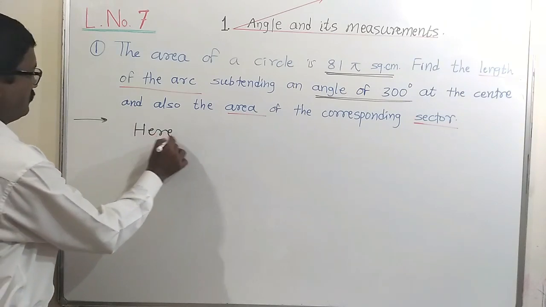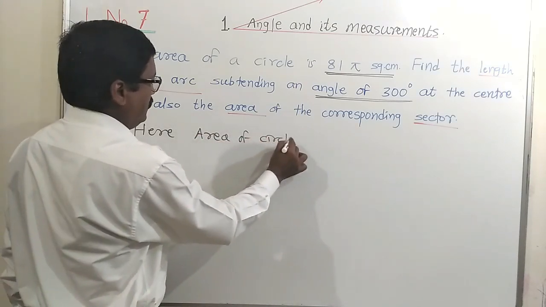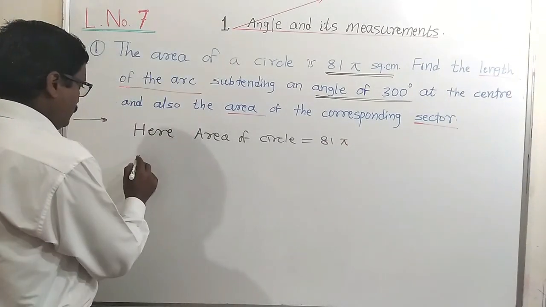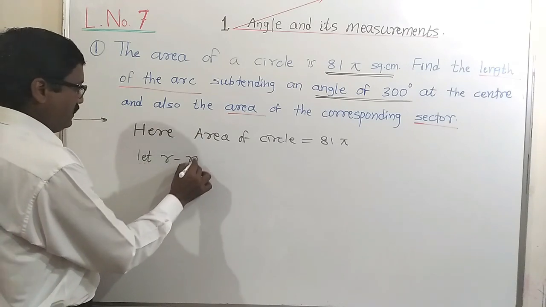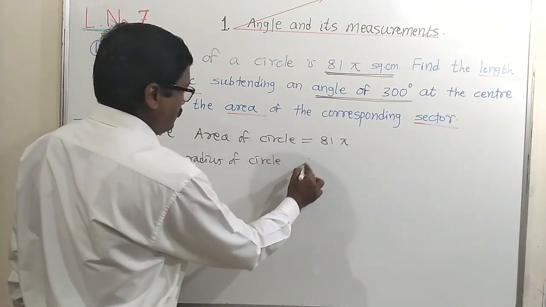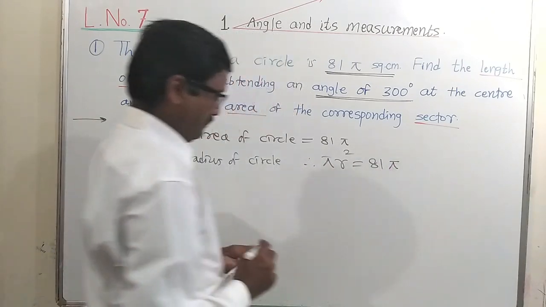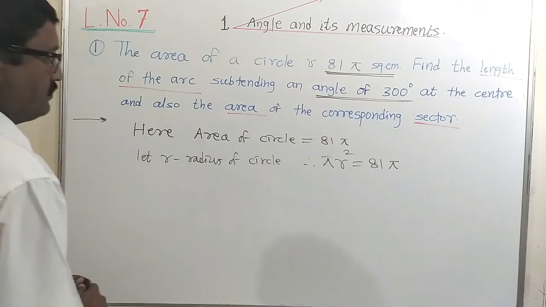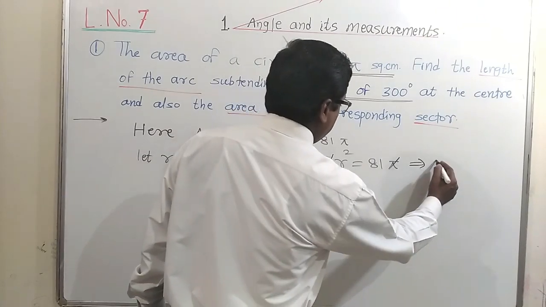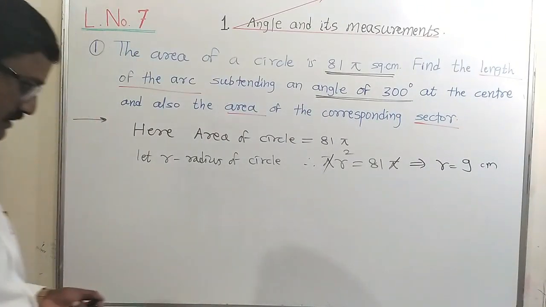Here, the area of the circle is given as 81 pi. Let r be the radius of the circle. Therefore, pi r square is equal to 81 pi. Pi gets cancelled, so r square equals 81. It implies r equals 9 centimeter. This is the first step.